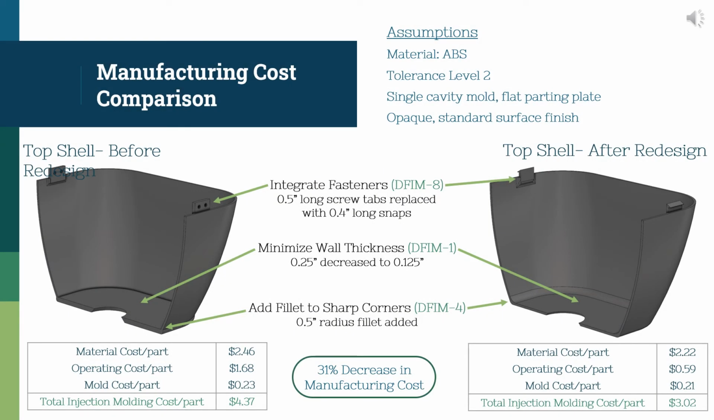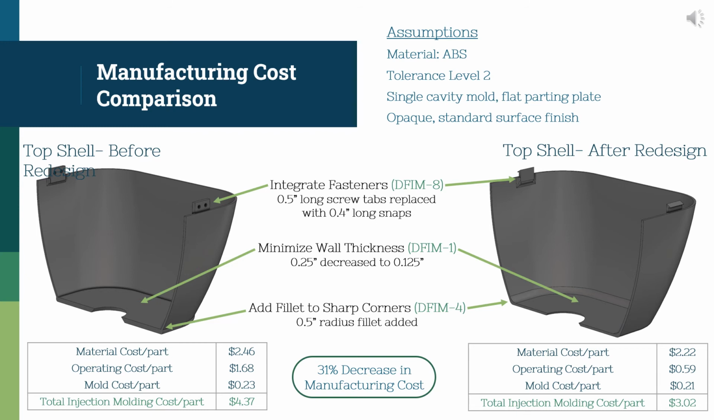Now that a manufacturing process has been chosen, we must analyze the cost of injection molding the top and bottom outer shell of our air fryer and consider redesigns that would decrease this cost. The manufacturing cost estimation was done with the assumption that both pieces would be made out of ABS, have a tolerance level of 2, with several tolerances, approximately 25 millimeters, be injection molded into a single cavity mold with a flat parting plate, and have a desired opaque standard surface finish. With these assumptions, the top shell before redesign had a total injection molding cost of $4.37 per part.